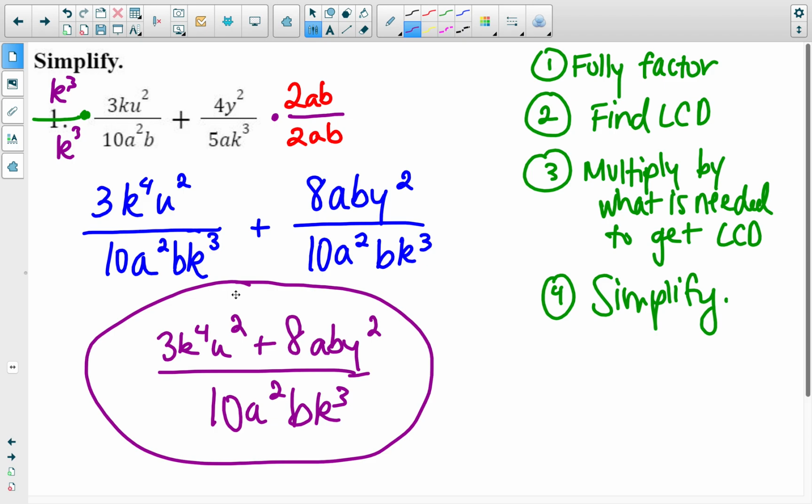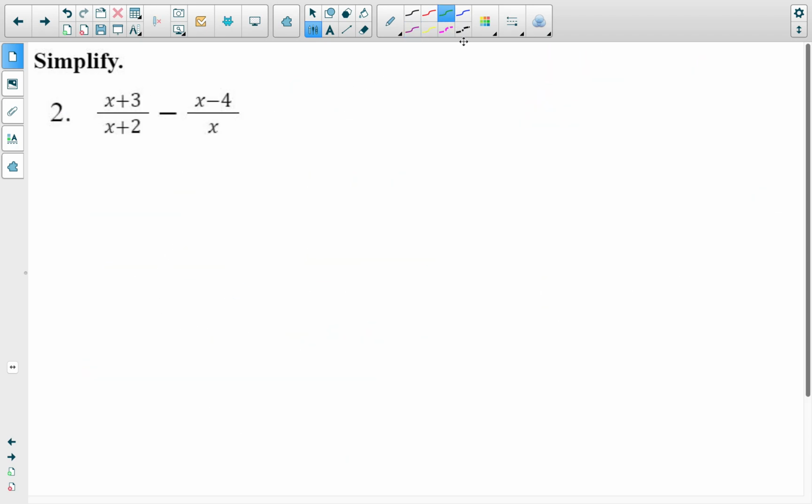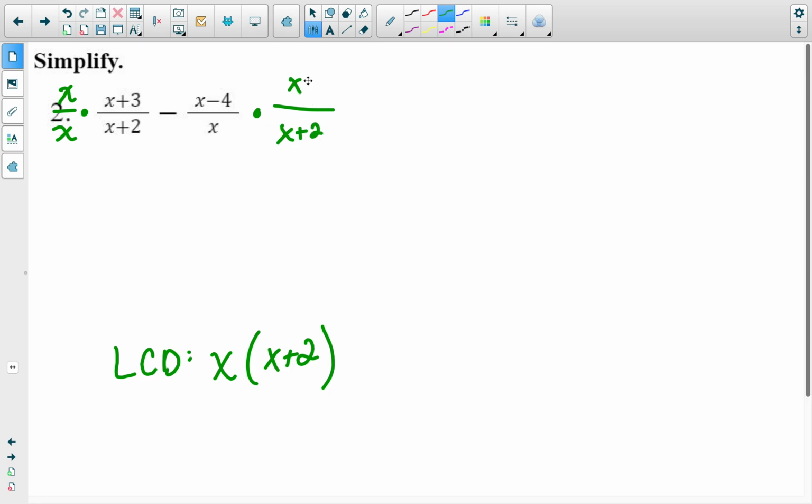Okay, let's try this one. Step 1, are we fully factored? Yes, we are. We are fully factored. Now we're going to find our least common denominator. Look at each of your denominators and you'll see that the LCD is x times x plus 2. Now we're going to multiply by what's needed. Okay, x plus 2 is already here, so we just need an x. X is already here, so we just need an x plus 2. Now we're going to multiply.